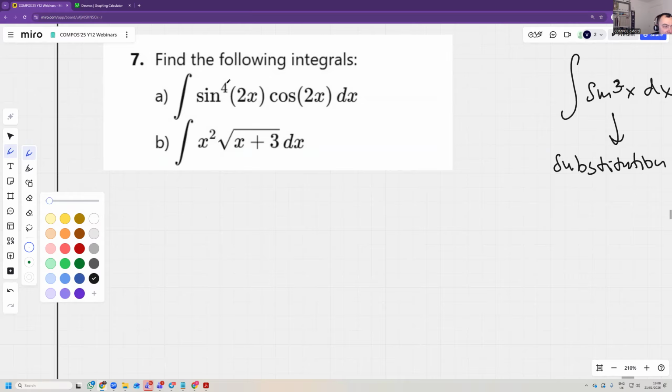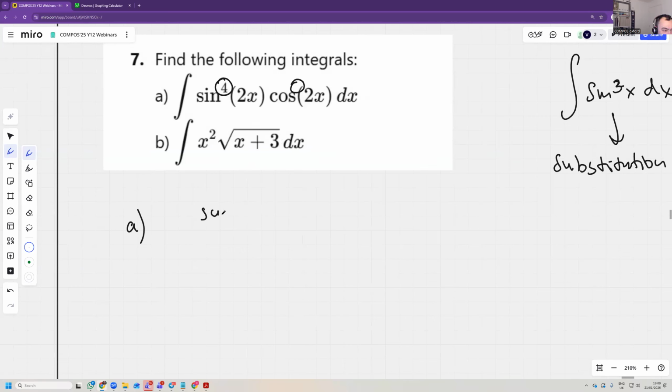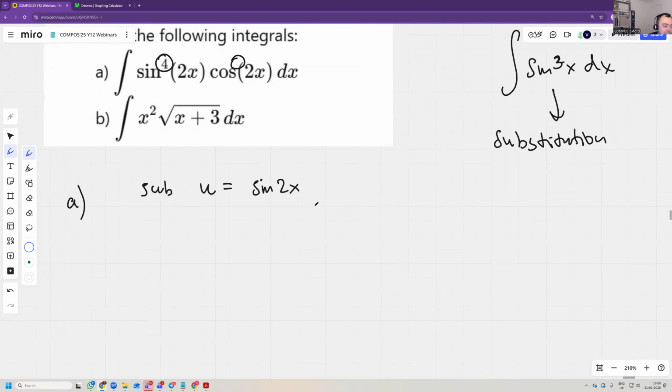Calculate the following integral. So here we have a power of 4 and a power of 1. So this tells me that I have to use a substitution. For a, the substitution is u equals sine 2x. I don't have time to explain why sine 2x, but it's the opposite of the odd power. So if cosine is to the odd power, that means we have to use sine. That's just how it works. And you'll see magic happening. You'll see why I use this substitution.